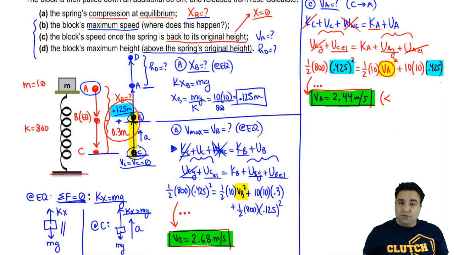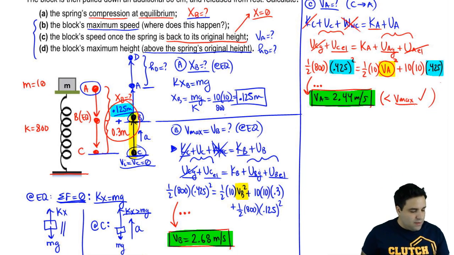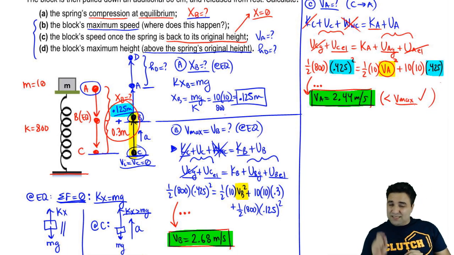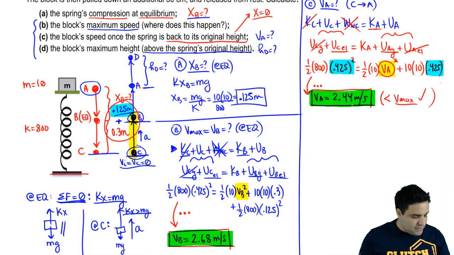Down here, v_max is 2.68. This is less than your v_max, which is good. I put a little check mark there. If you got a bigger number, then something's wrong because the 2.68 was supposed to be your bigger number. So that's kind of good. Let's go to part D and we'll make it fit right there.